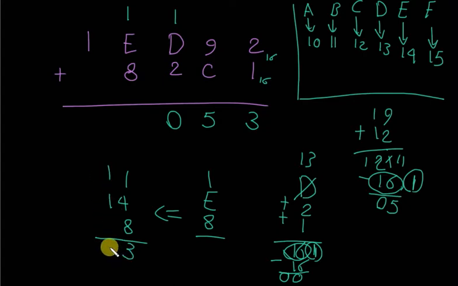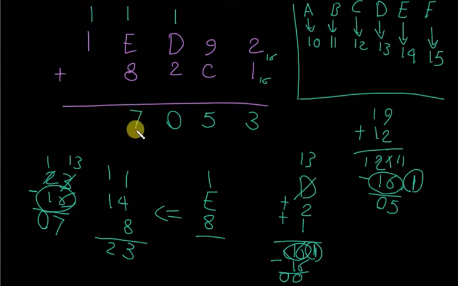So 1 and 1 is 2. I have 23, but this 23 is in decimal, and I need to get it in binary. So that means 23 minus 16 will give me 7, 1 minus 1 is 0. I have one carryover of 16 which goes here, and 7 comes here. 1 and 1 is 2.